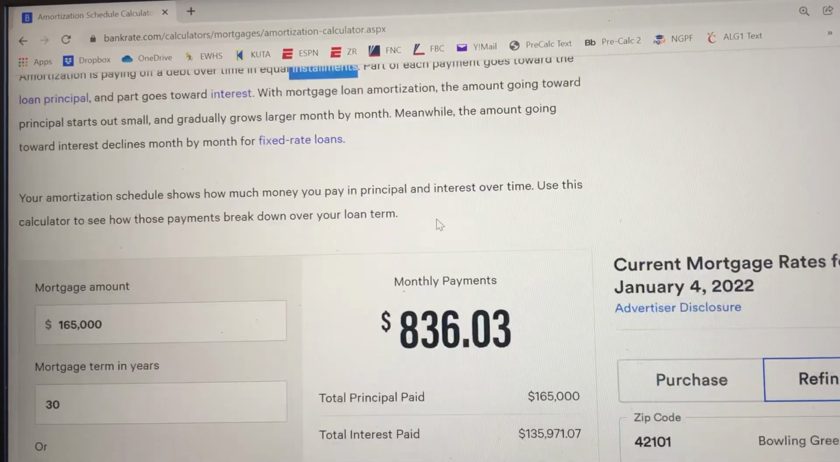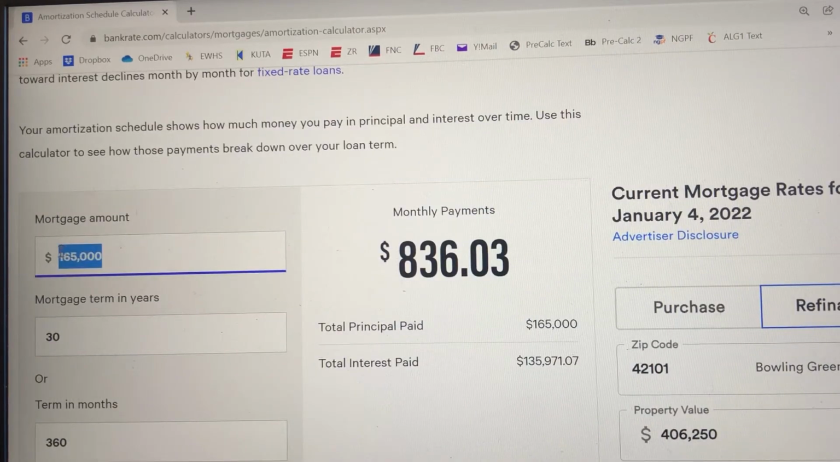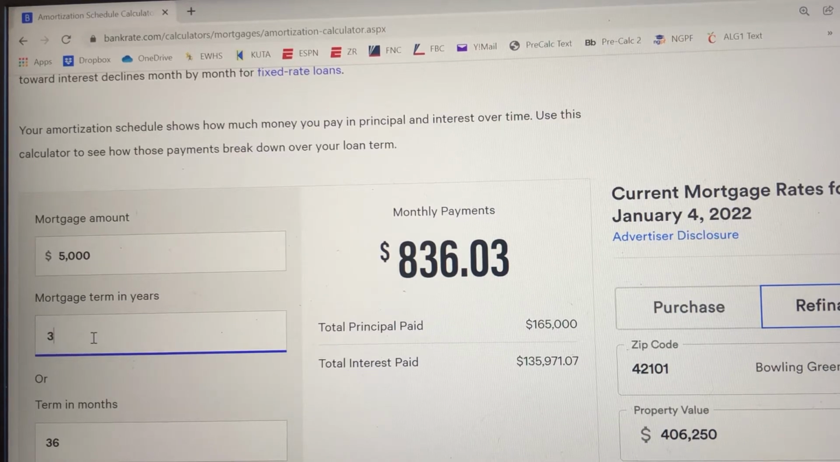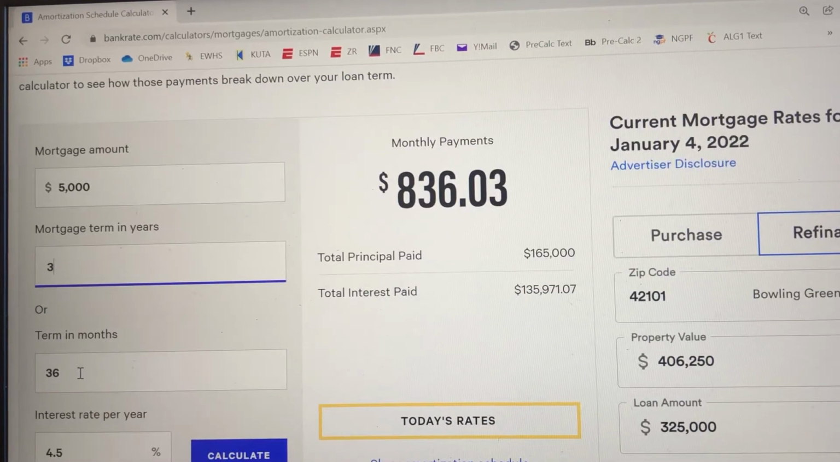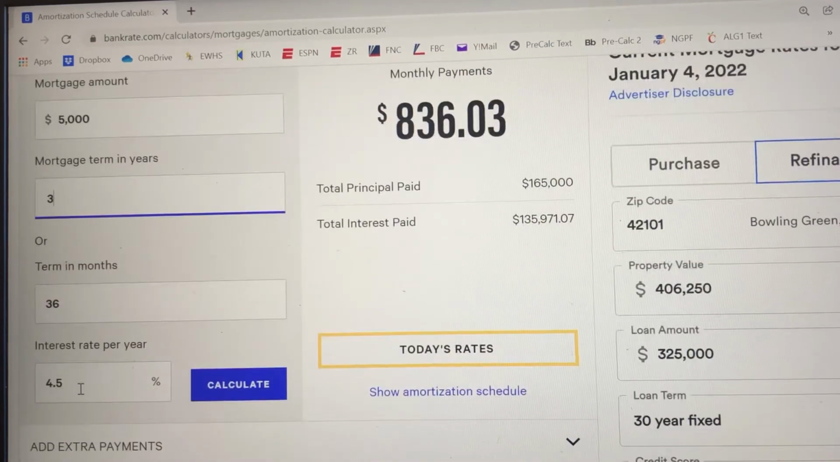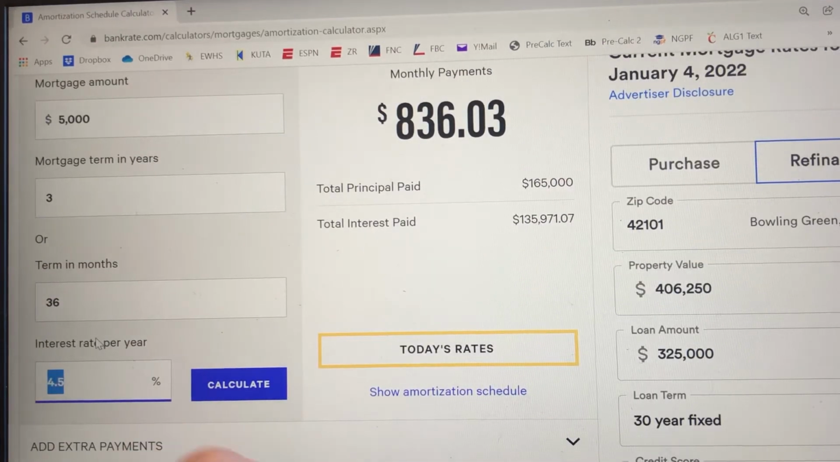All right, so let's say we want to borrow $5,000 to buy a car. Now, when you buy a used car, you don't want to finance for as long of a time, because if the car breaks down, you're still making payments. That's not the best thing. So let's say we're going to finance this over 3 years, which is 36 payments. And let's say your credit score is not very good, so let's say the interest rate is like 7.5%.